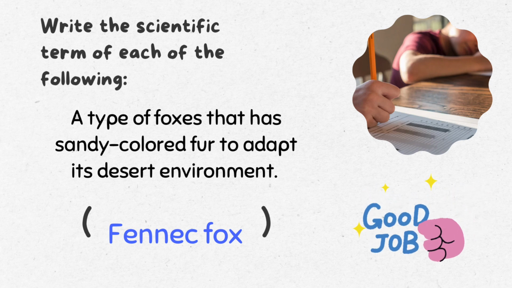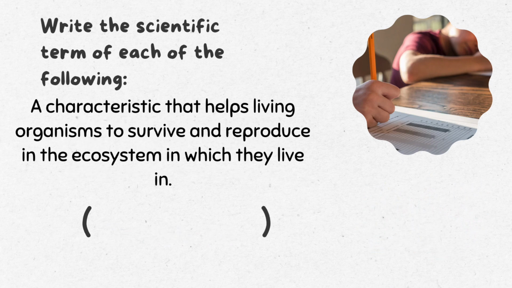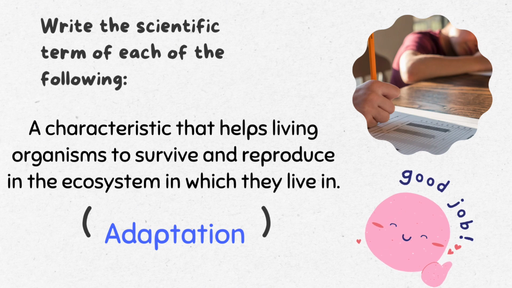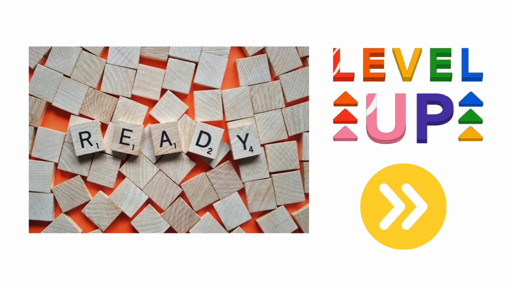Okay, we have here the last one. A characteristic that helps living organisms to survive and reproduce in the ecosystem in which they live. I hope you do it. Yes, good job. It's adaptation. So we now finish level 1. It's for beginners. It's a warming up. So we will go to the other level. Are you ready to move on?